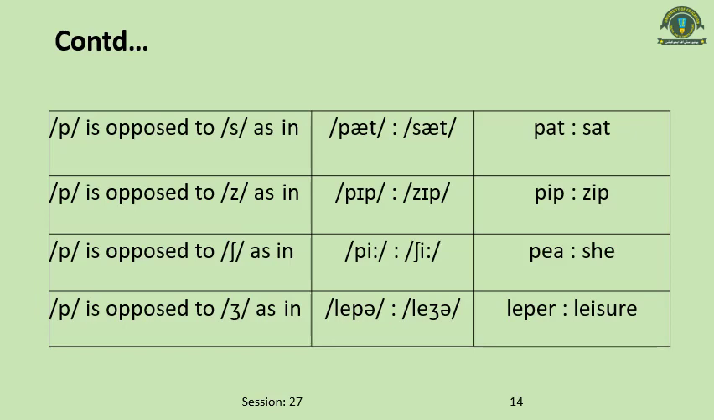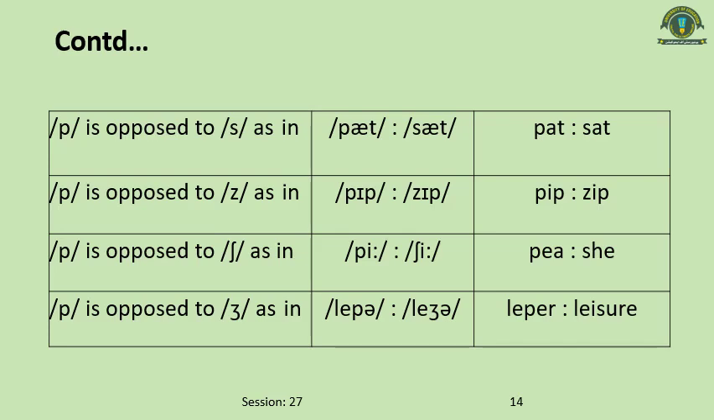Our next example is /p/ as opposed to /s/, as in pat and sat. /p/, a, t, pat. /s/, a, t, sat. The spellings are P-A-T, pat, and S-A-T, sat. The next is /p/ as opposed to /z/, as in pip and zip. /p/, i, p, pip. /z/, i, p, zip. The spellings are P-I-P, pip, and Z-I-P, zip.